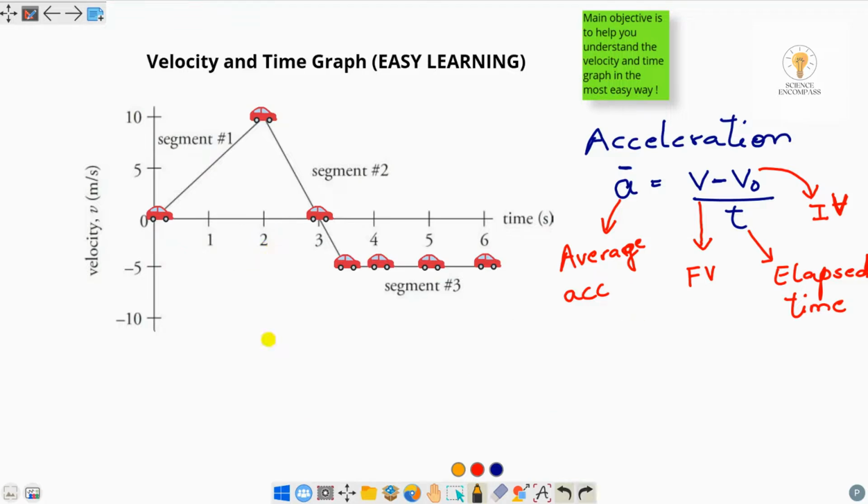That's what it means. And now if I want to find out the acceleration between time 2 to time 3.5 seconds, so here we are, 2 to 3.5 seconds, how should we go about it? We can plug in the numbers again. Okay, so here we are, a bar, that's the average acceleration, equals, now we need to find out the final velocity. So final velocity at 3.5 seconds is minus 5.